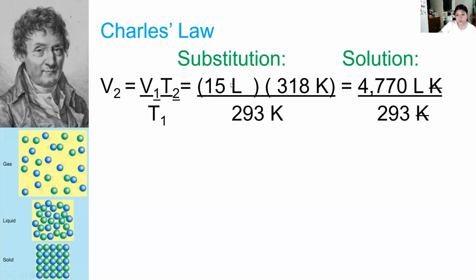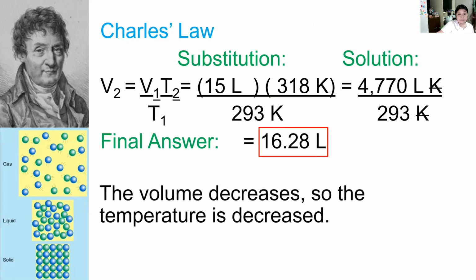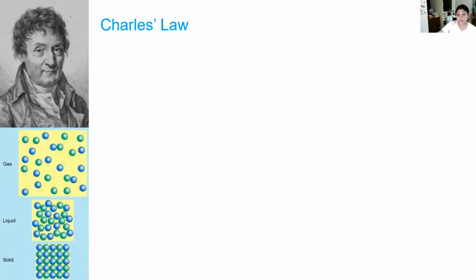So for substitution, V sub 1 is 15 liter, T sub 2 is 318 Kelvin, divided by 293 Kelvin, T sub 1. So 15 times 318 is equivalent to 4,770 liter Kelvin. Divided by 293 Kelvin, cancel the Kelvin unit. Our final answer is 16.28 liter. The volume increases, so the temperature is increased.